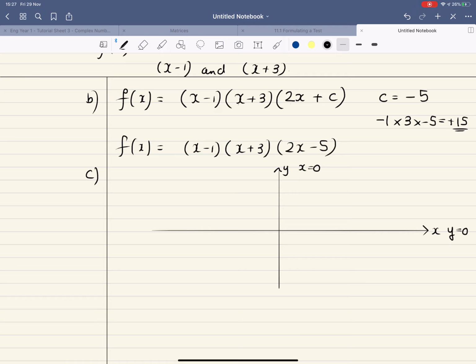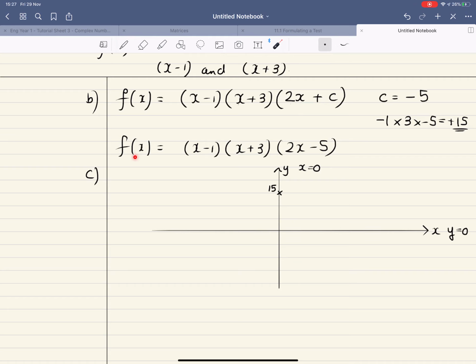So if we put x is 0 in here, we're going to have minus 1 times 3 times minus 5. It makes that plus 15. So that means this cubic crosses the y-axis, where x is 0, at 15.